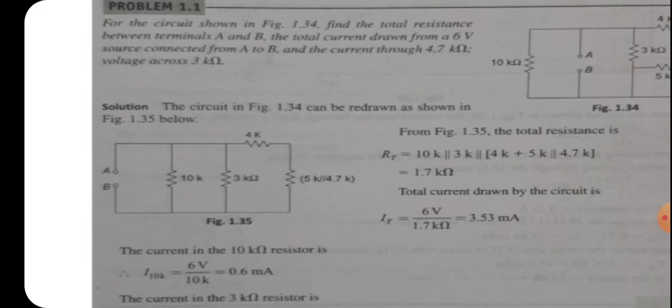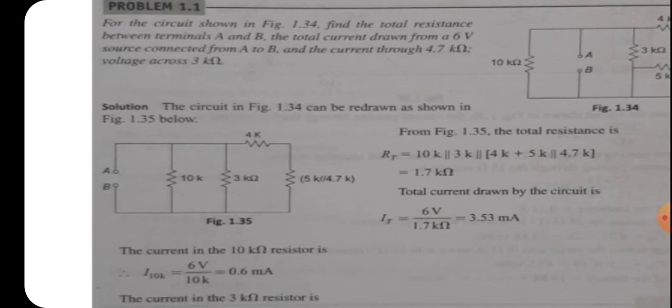That is its value, and these resistors can be represented as a single resistor which is in parallel with 3 kilo ohm. So it can be written as 3 kilo ohm parallel to square bracket 4k plus 5k parallel to 4.7k. That resistor is in parallel with 10k. So it can be written as RT is equal to 10k parallel to 3k parallel to square bracket 4k plus 5k parallel to 4.7k. So the total value of the resistance you can solve by equations. Then you will get 1.7 kilo ohm.